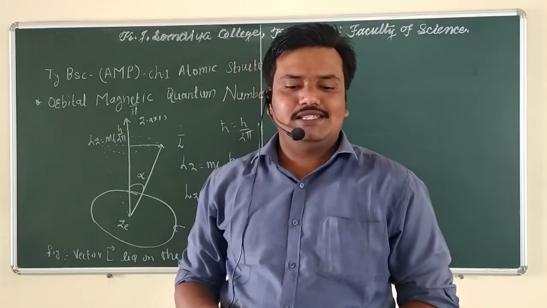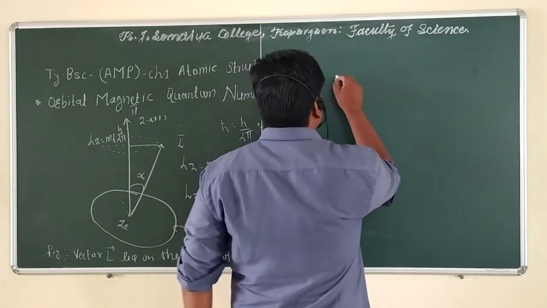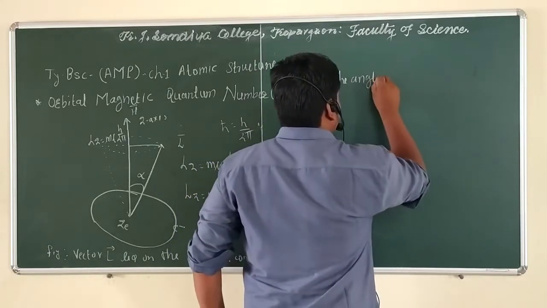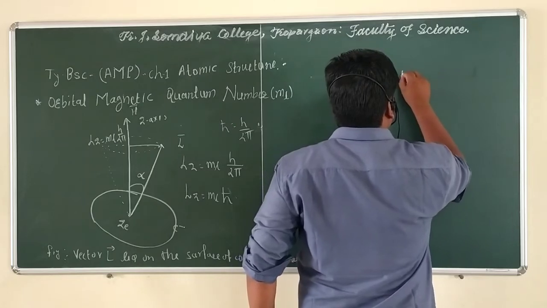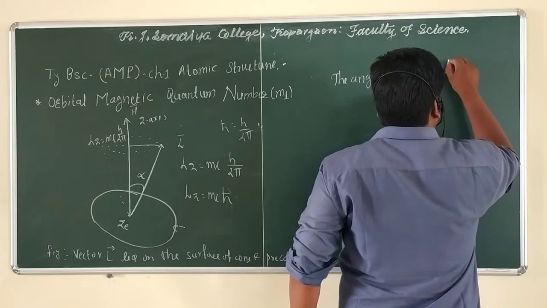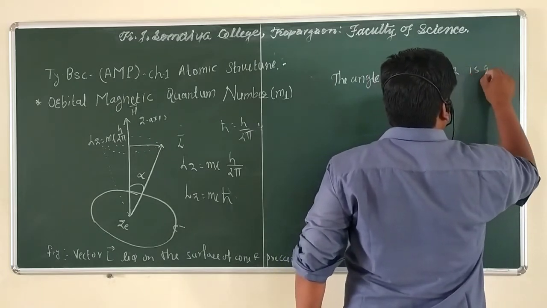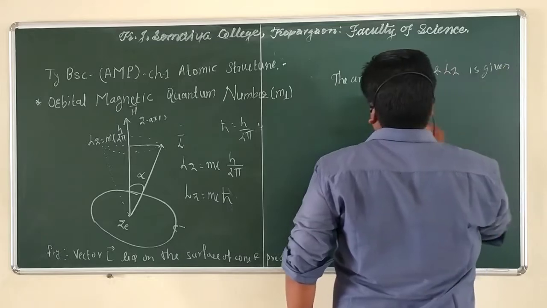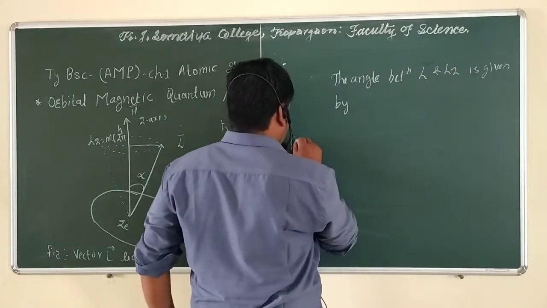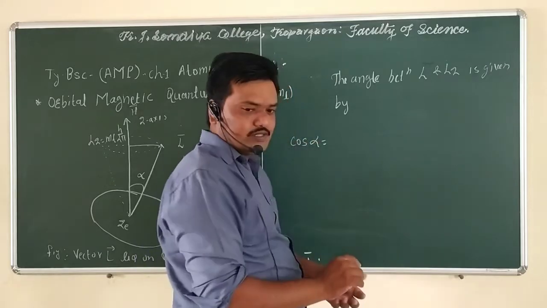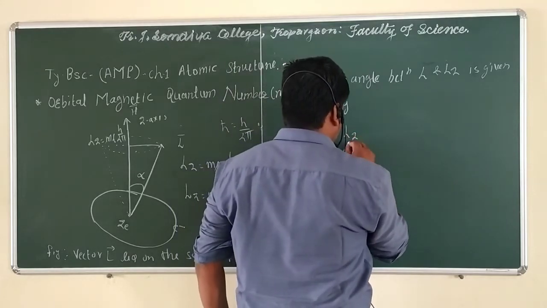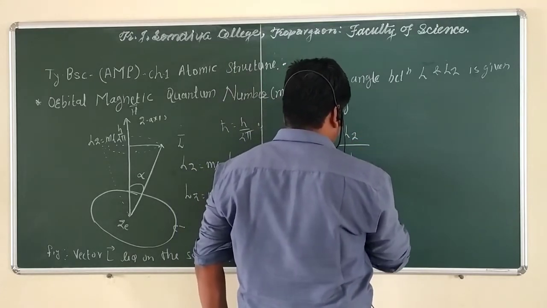And the angle between L and Lz is given by cos alpha is equal to Lz upon mod of L.